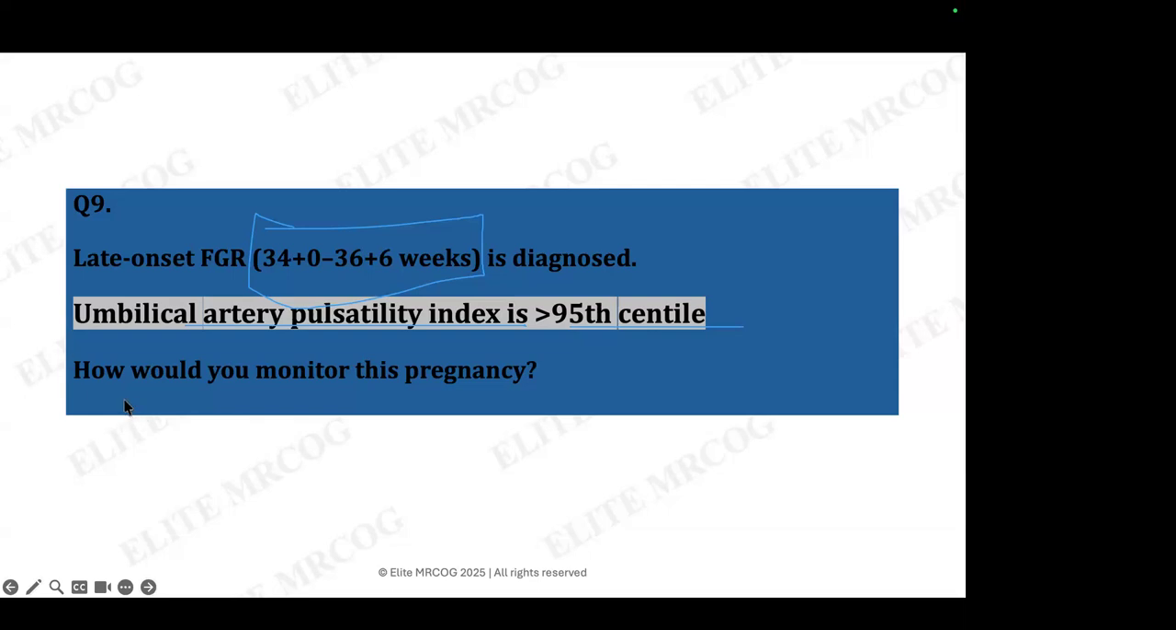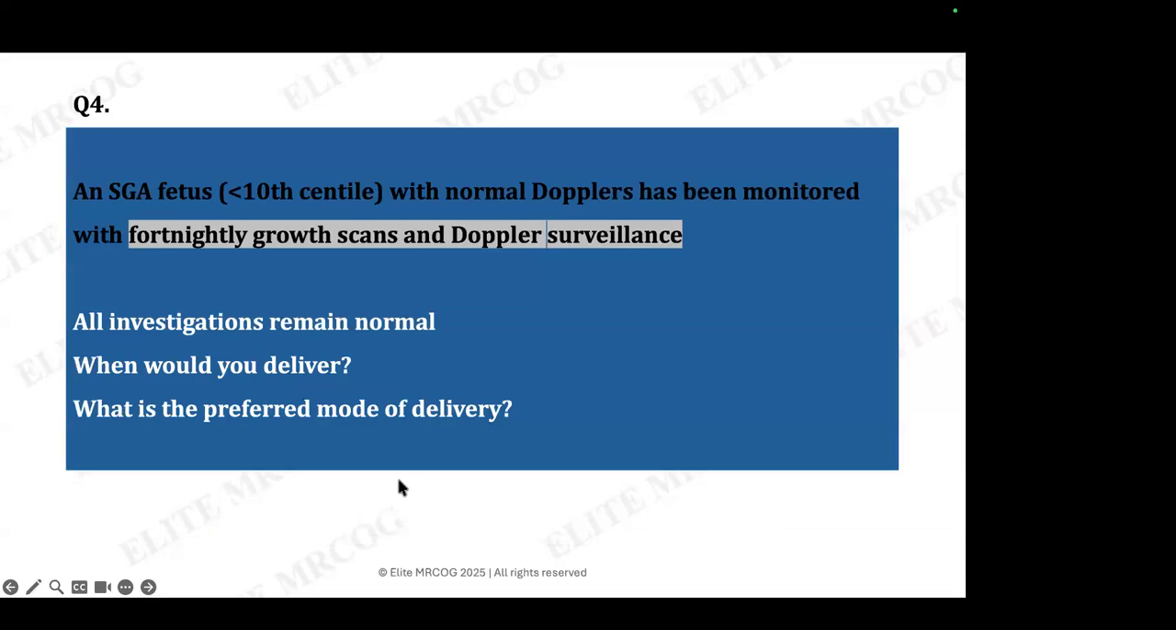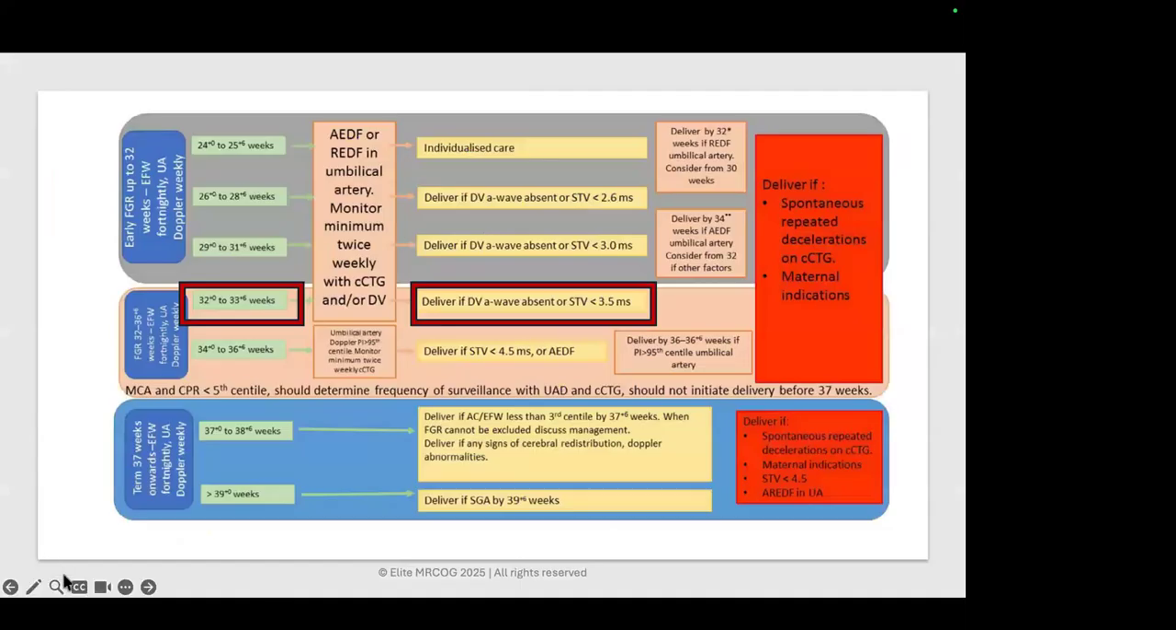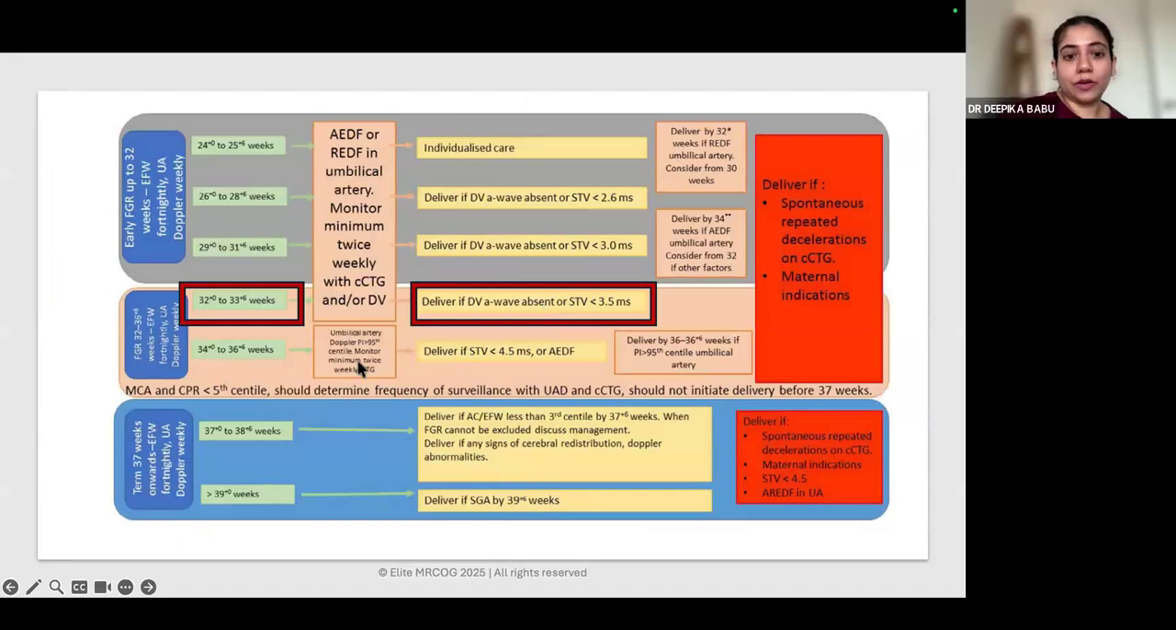Ductus venosus and CTG. No, ductus venosus. The umbilical artery weekly, MCA weekly, and computerized CTG twice weekly. The weekly umbilical artery Doppler is more than 95th centile. Here also monitor twice weekly computerized CTG. It's always twice weekly computerized CTG.